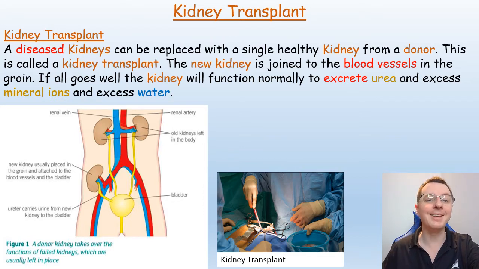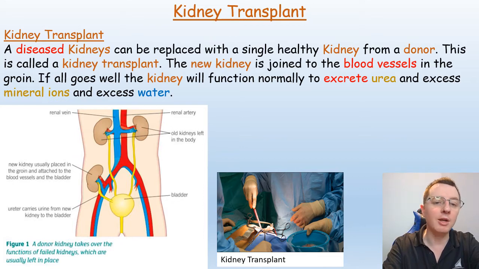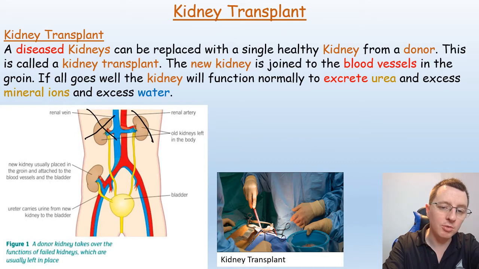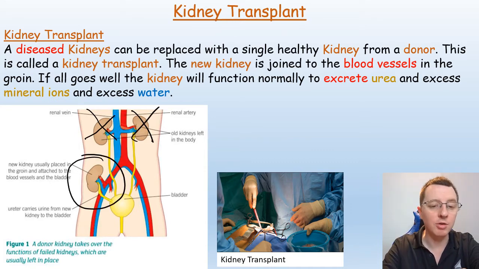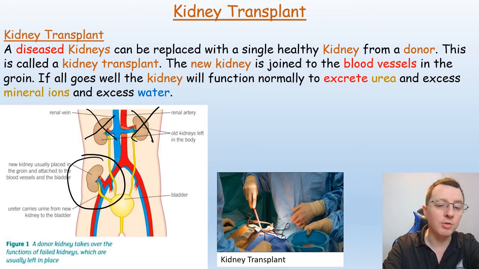This is called a kidney transplant. The new kidney is joined to the blood vessels in the groin, and if all goes well, will function normally to excrete urea and excess mineral ions and excess water. So if your original two kidneys do not function anymore, then a transplanted kidney can be inserted here in the groin. It can be joined up to the femoral vein and artery, and the urethra can be joined directly to the bladder as shown in this diagram.